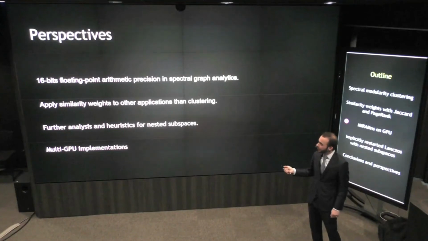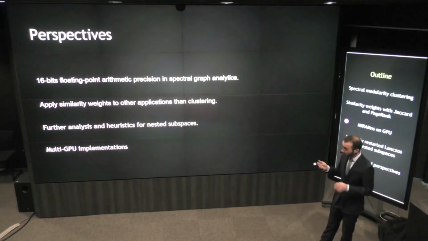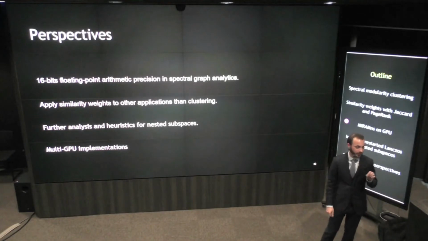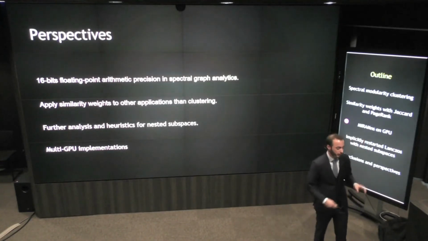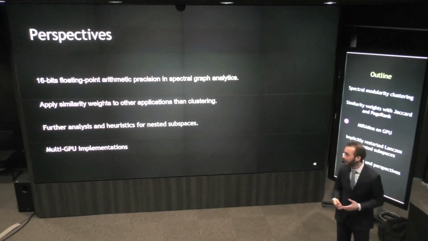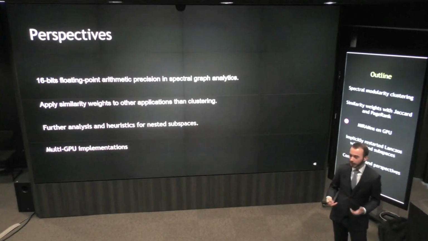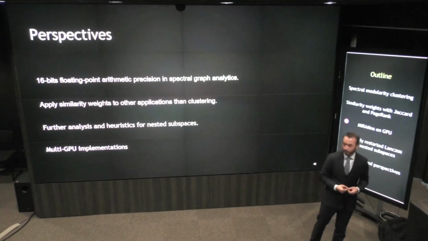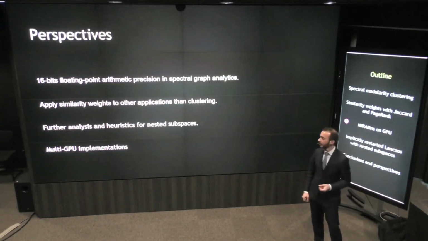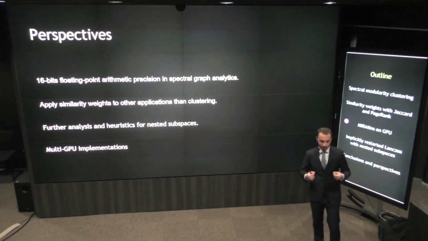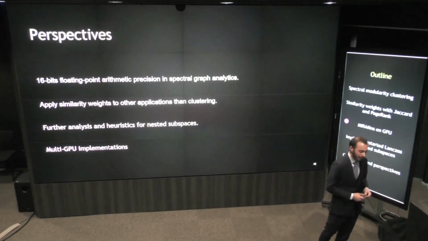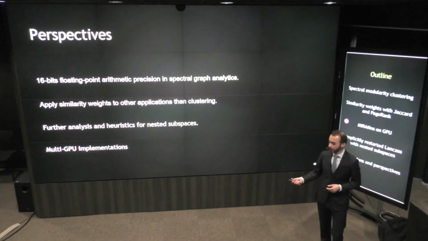We would like to do also more further analysis of the subspace size selection. It could be done by doing more experiments, and there are so many parameters in the Krylov method that we can play with and adjust that I'm sure we can even get better performance by doing more analysis and trying more stuff. And finally, multi-GPU implementation.